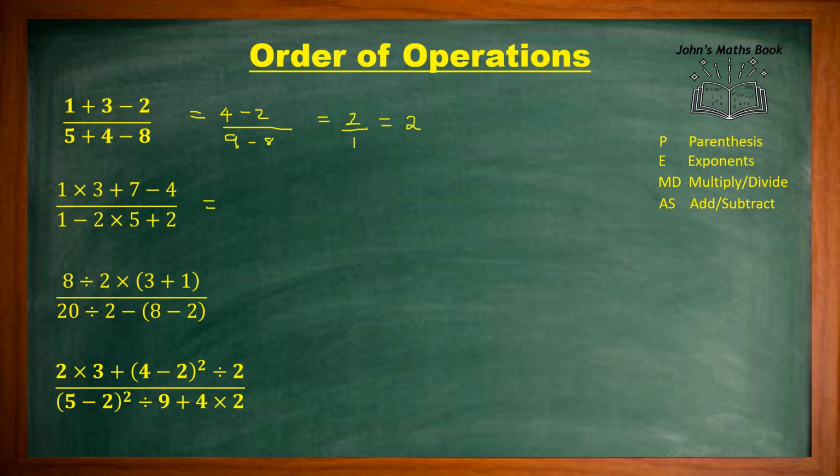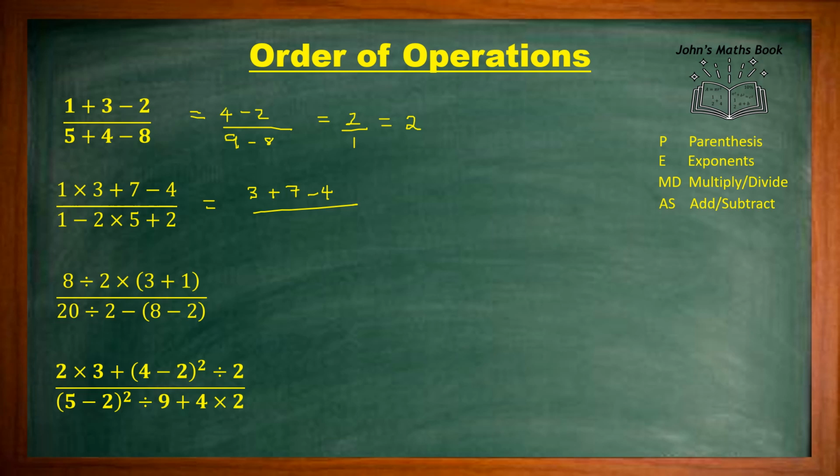So in our second example, in the numerator we have 1 times 3 plus 7 minus 4, and in the denominator we have 1 minus 2 times 5 plus 2. So let's start with the numerator. And we see we have a multiplication, an addition, and a subtraction. So we have to do the multiplication first because that takes precedence over addition and subtraction. So let's start with 1 times 3, which is 3, plus 7 minus 4, divided by, and then in the denominator we have 1 minus 2 times 5 plus 2.